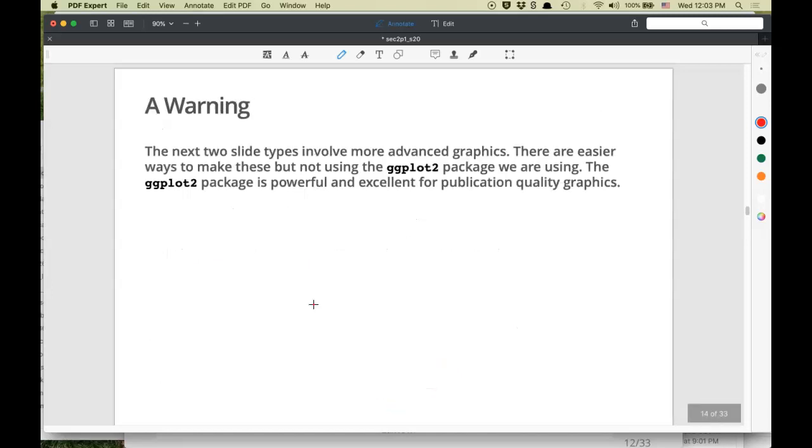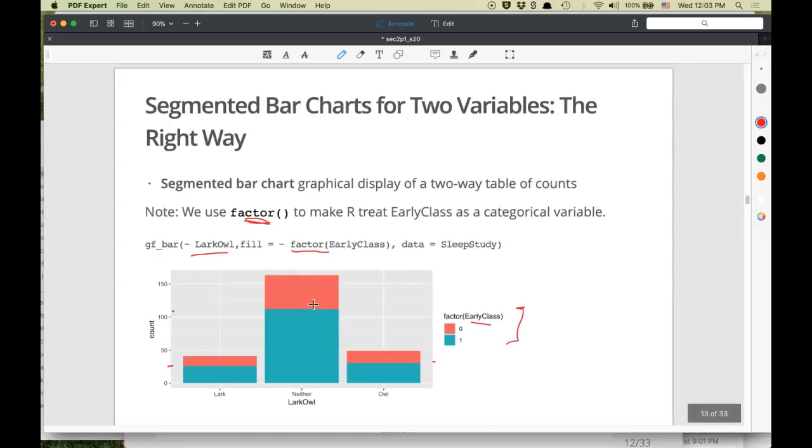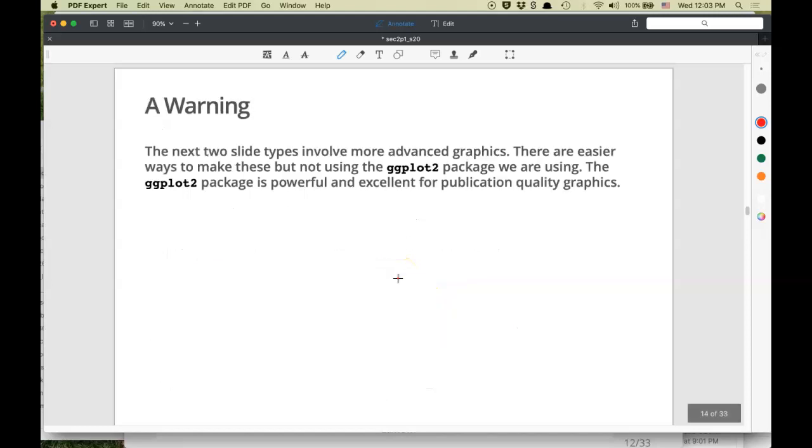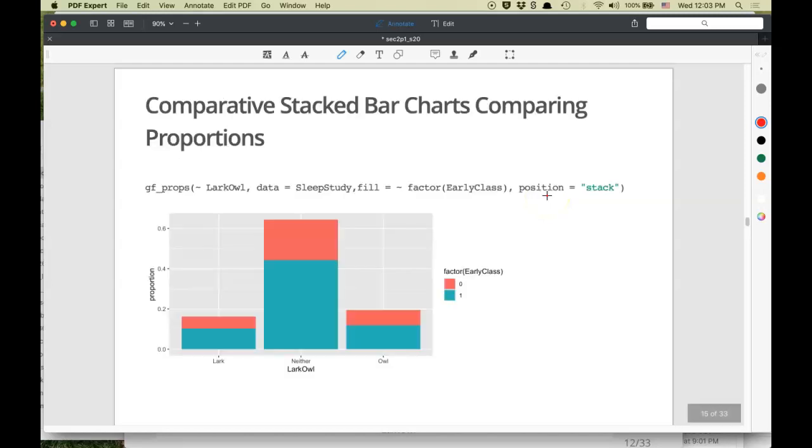So that's the idea of a segmented bar chart. We could format this, we could have proportions perhaps as well. So there are other things you could do for this. But now here's a warning. The next two slide types involve more advanced graphics. There are easier ways to make these, but not using the ggplot2 package that we're using. This is a powerful and excellent method for publication graphics, but there are a few things that we'd like to be a little bit easier to do, so I just wanted to give you some examples.